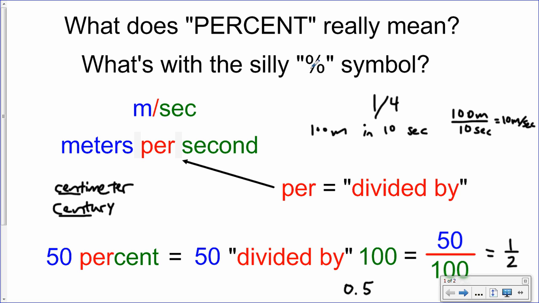Oh, the symbol. What's up with that silly symbol? Well, think of it this way. That slash is the divided by part, and then the two little circles, O's, I think of them as actually zeros. The two zeros in the 100. So the percent symbol has in it divided by, and then the two zeros in the 100. So there you go. The word percent actually has some significance. It's not just some random word, and so does the symbol. I think that's kind of cool.